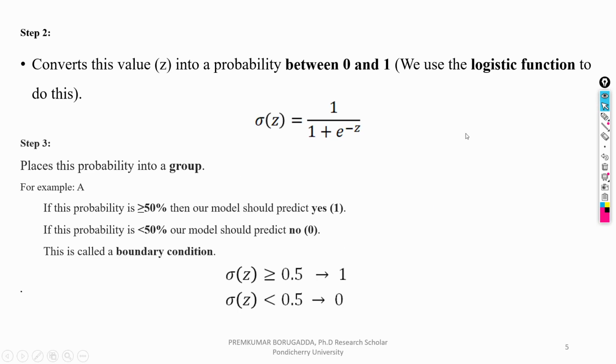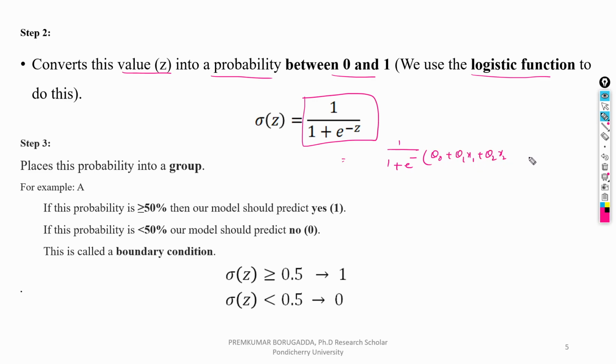The next step is to convert these values into a probability between 0 and 1 by using the logistic function. So what is the logistic function? This is the logistic function: 1 by 1 plus e to the power of minus z. In place of z we substitute theta naught plus theta 1 x1 plus theta 2 x2 up to theta 8 x8. So finally we get the probability value between 0 and 1.